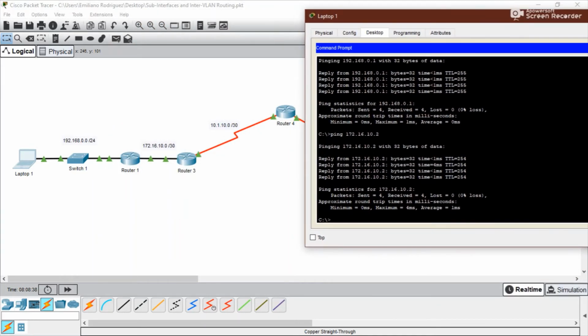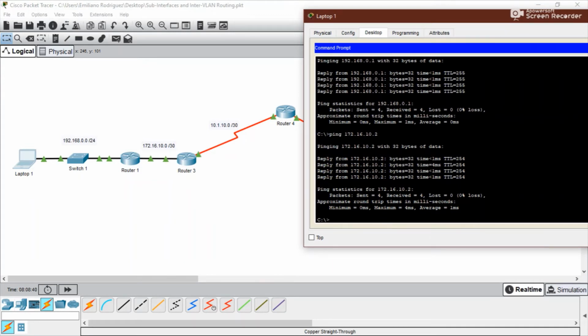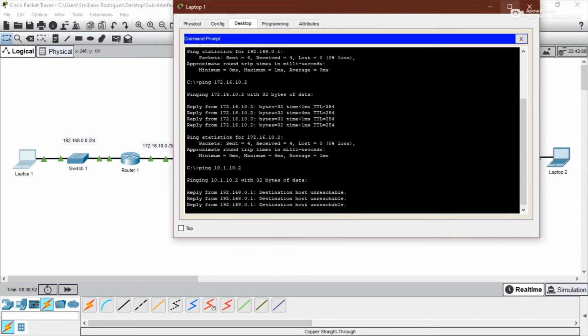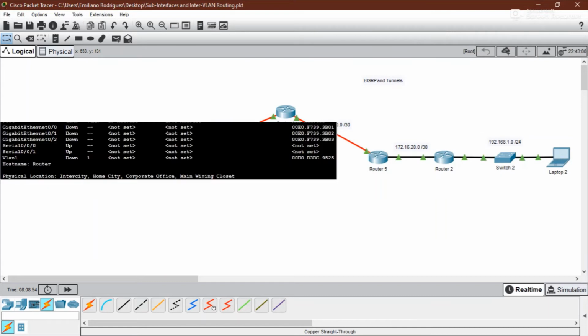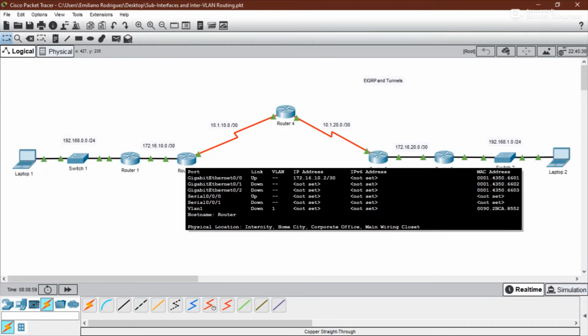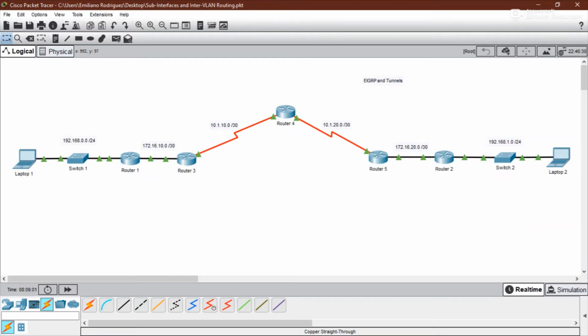It will not be able to ping, however, router 4, 10.1.10.2. Destination host unreachable. We still have to configure the IP addresses, but even when we do, it will not be able to ping router 4.